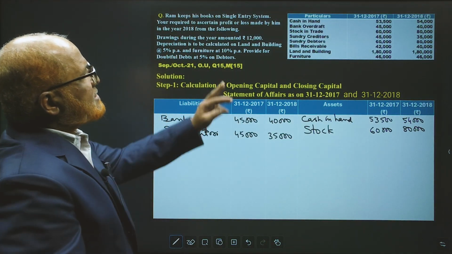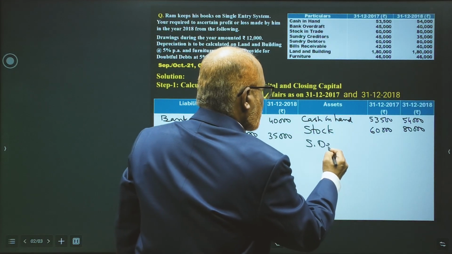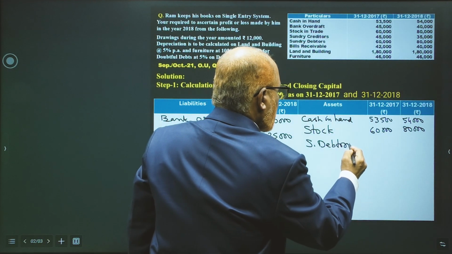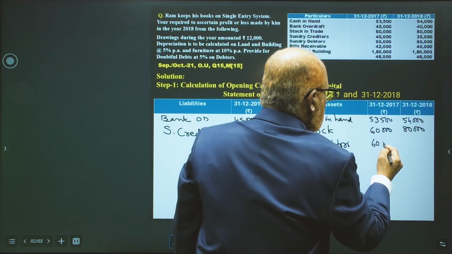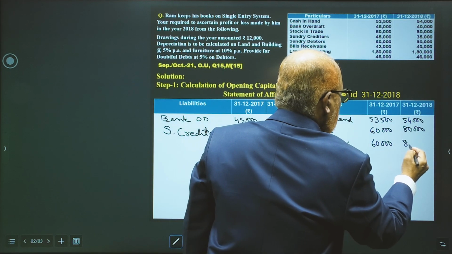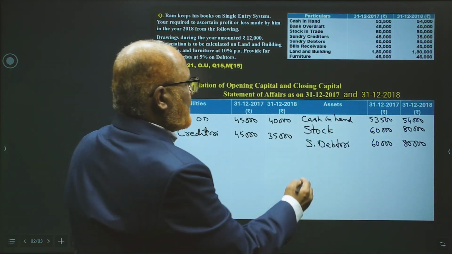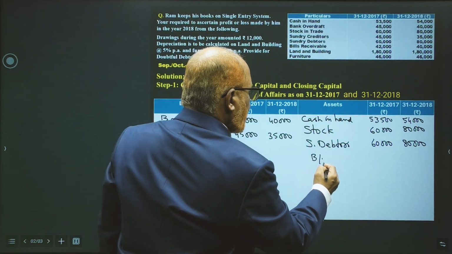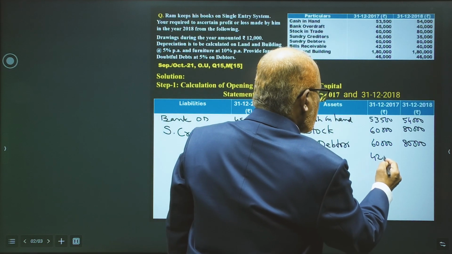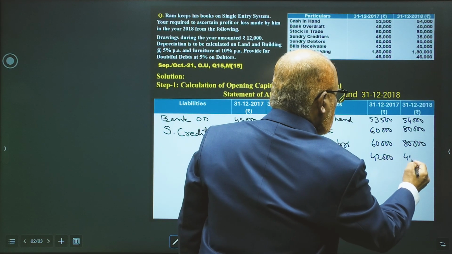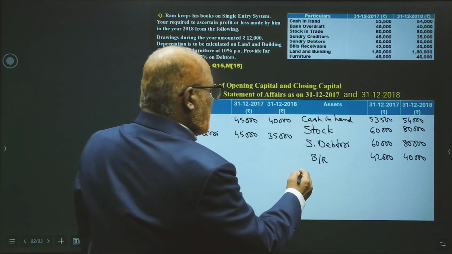After sundry creditors, sundry debtors, an asset. Sundry debtors are 60,000 last year, current year 80,000. Then bills receivable, an asset. Bills receivable are 42,000 and 40,000. Next comes land and building.